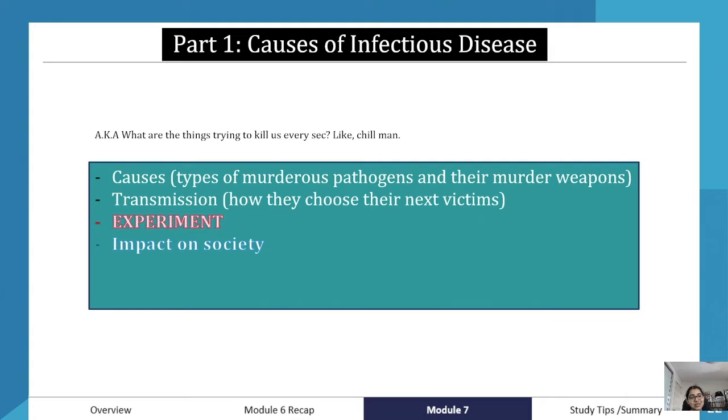Now, causes of infectious diseases, basically we're looking at what are these things trying to kill us every second, because there's bacteria and viruses and pathogens everywhere. So we will look at the causes of different diseases, so what the types of murderous pathogens are and how do they go about trying to achieve their target. We will look at transmission. We will discuss an experiment that was done in order to identify how a disease is transmitted and conclude what causes diseases, and finally what the impact is on society.